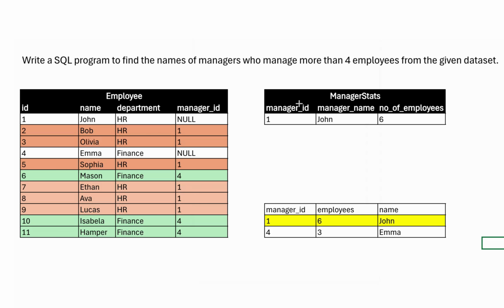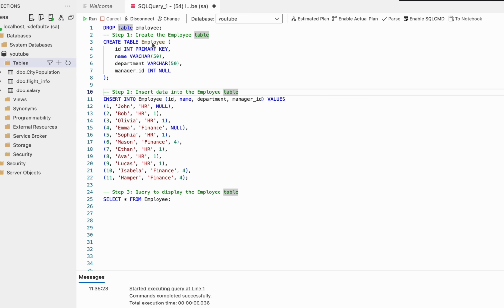If we look at our output table, we have manager ID as 1, manager name as John, and the number of employees he is managing is 6. So this is our problem. Now let's try to find out how we can solve this problem in the query editor. We create a table called employee, and in this employee table we have ID, name, department and manager ID. Also, using insert queries we are inserting some values into this table. So let's generate this table first.